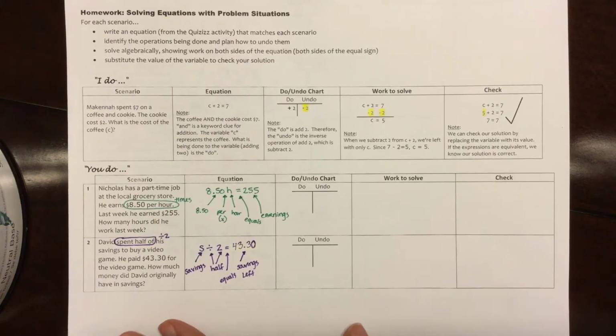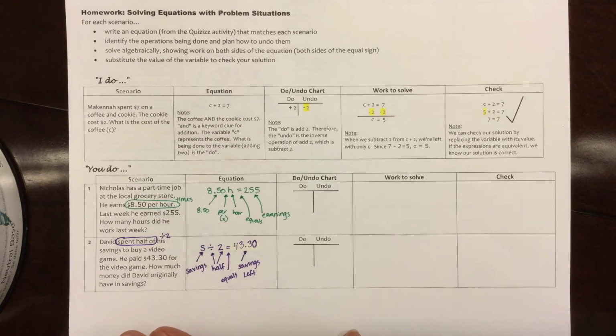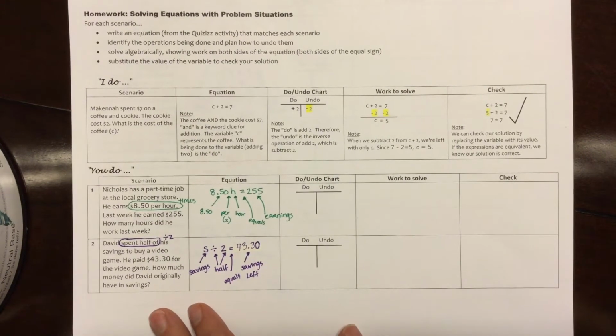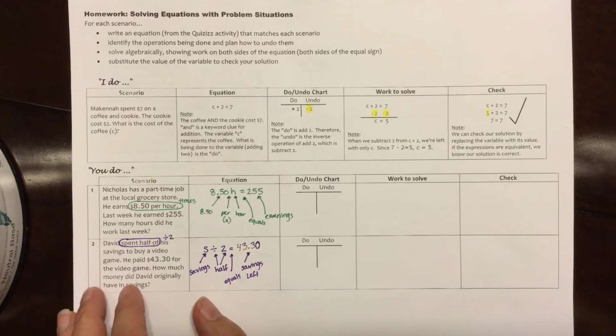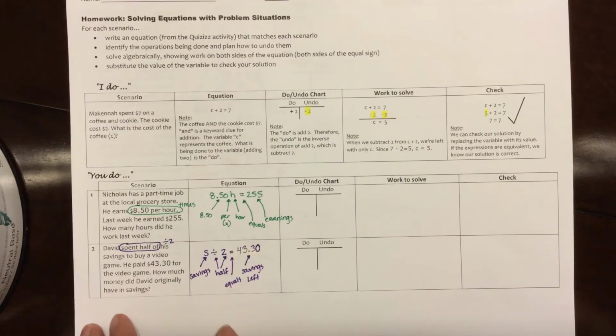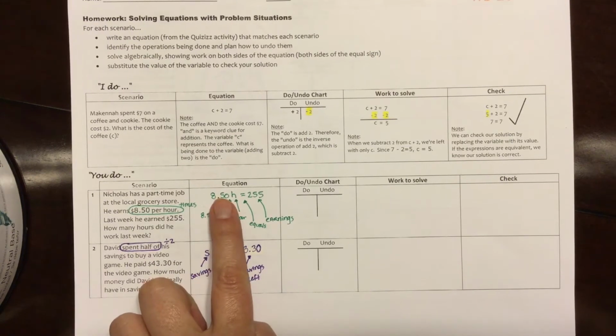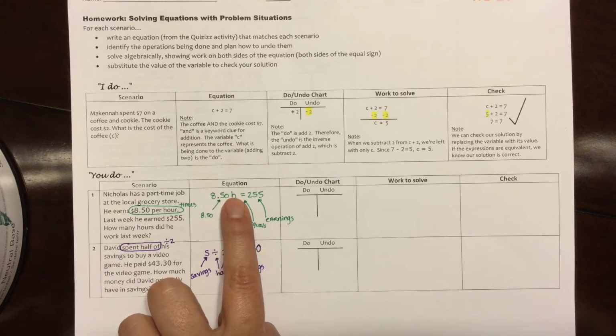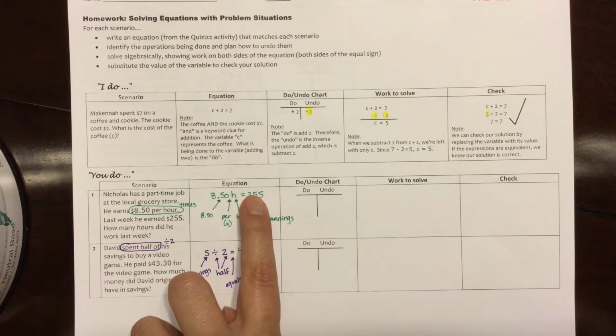What this worksheet has to give you a head start is ensuring that all of the equations were matched properly with reasoning. For number 1, it said Nicholas has a part-time job at the local grocery store. He earns $8.50 per hour. Last week he earned $255. How many hours did he work last week? The equation that would represent that real-life scenario would be 8.50 times h equals 255.